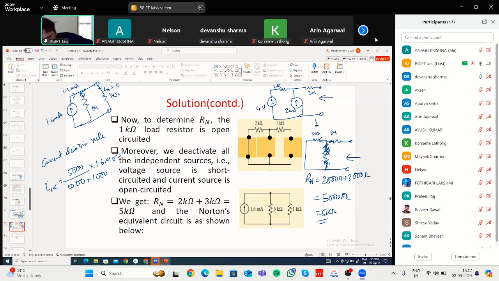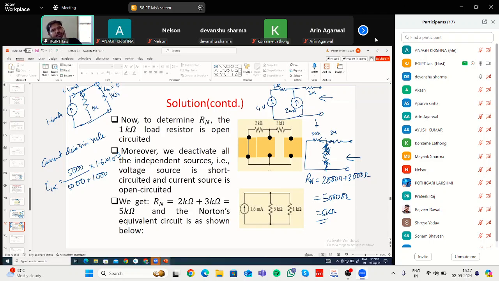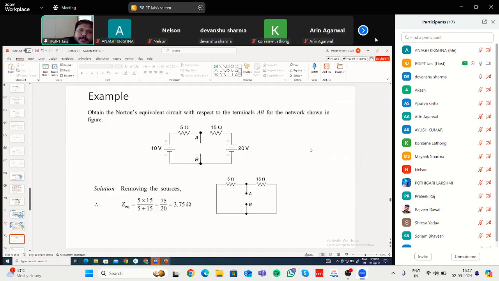Okay. So in this way, you can solve Norton's theorem. Now let us solve another problem, another example of Norton's equivalent circuit.